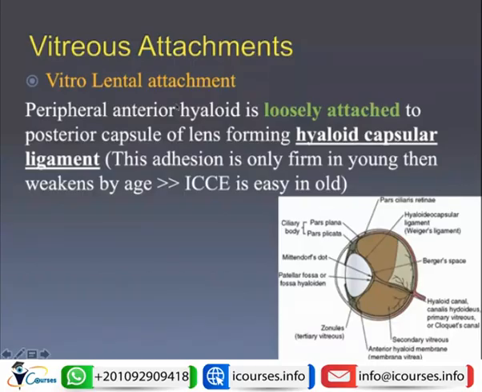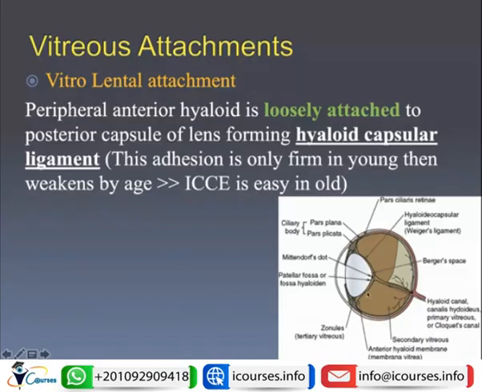The next attachment is the vitreous to the lens. So we said that the first one will be the vitreous to the retina, and the second one here we have the vitreous to the lens. We have attachment between the lens and the vitreous, and this is in the area of the lenticular fossa.